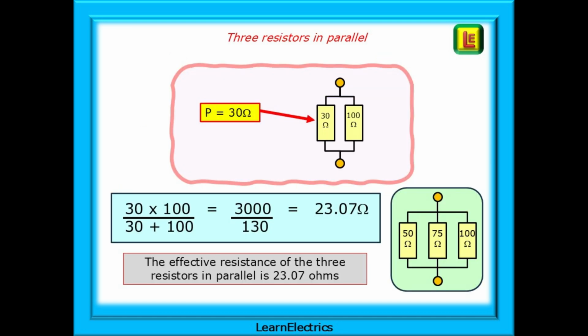Now use the MAD formula again to calculate the parallel resistance of a 30 ohm resistance and a 100 ohm resistance as shown. The effective resistance of the 3 resistors in parallel is 23.07 ohms after rounding. So a single 23 ohm resistor will do the job.